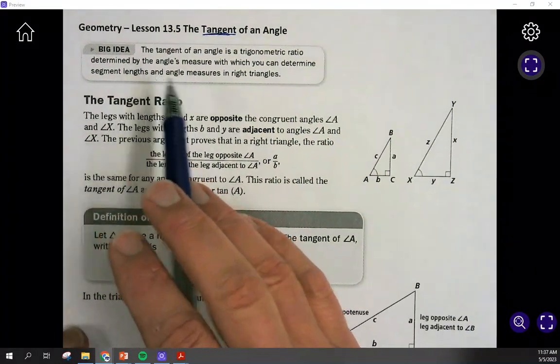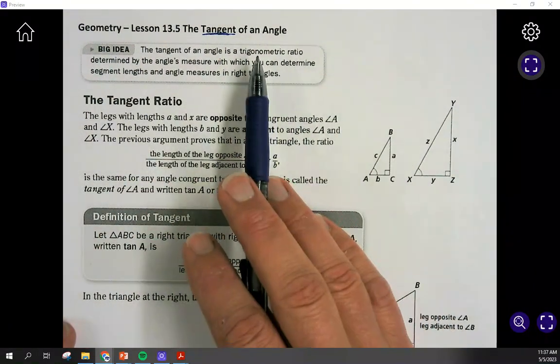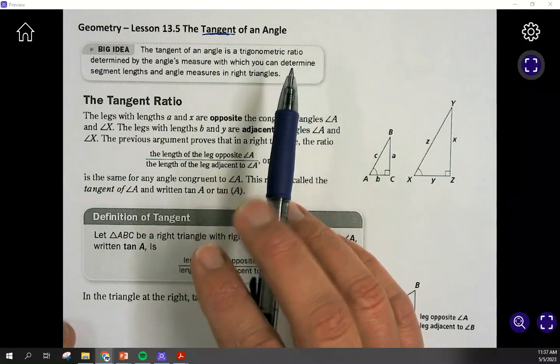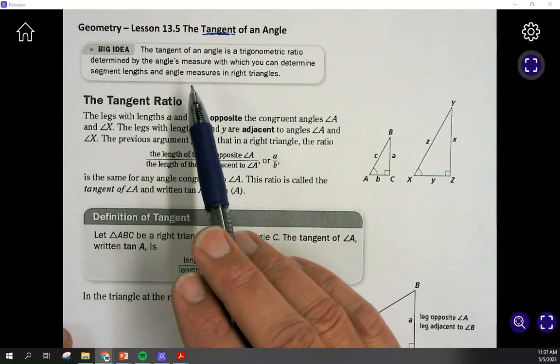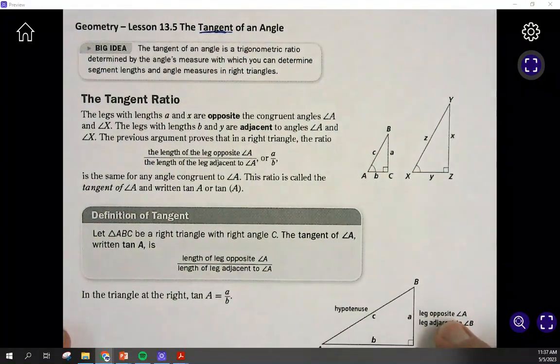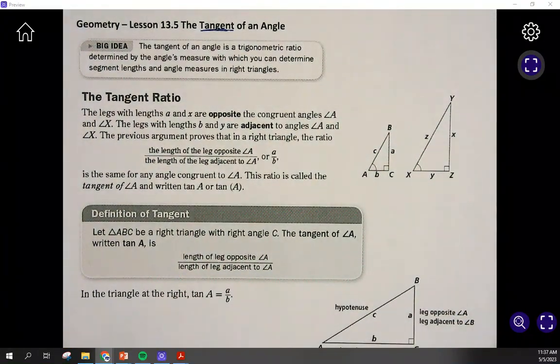Your big idea says the tangent of an angle is a trig ratio, or trigonometric ratio, determined by the angle measure, with which you can determine segment lengths and angle measures in right triangles. So this is again specific to right triangles. They're very special triangles, and that's why we study them so much in geometry.